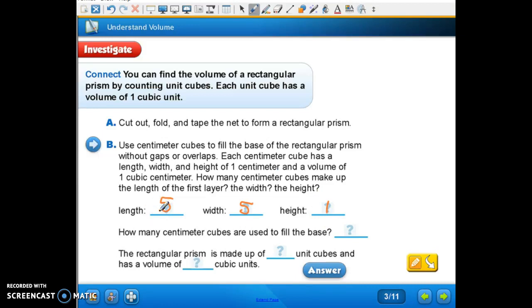How many cubic centimeters are used to fill the base? Length times width times height. 5 times 5 is 25. Times 1 is 25. The rectangular prism is made up of blank unit cubes. Okay, so now we've got to go ahead and fill this up. So with 1 layer in there, the rectangular prism is made up of 25 unit cubes. And so its volume is 25 cubic units.